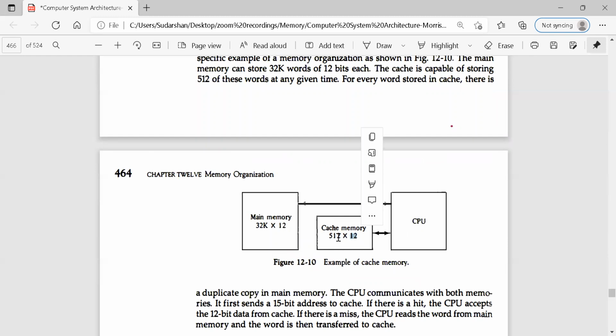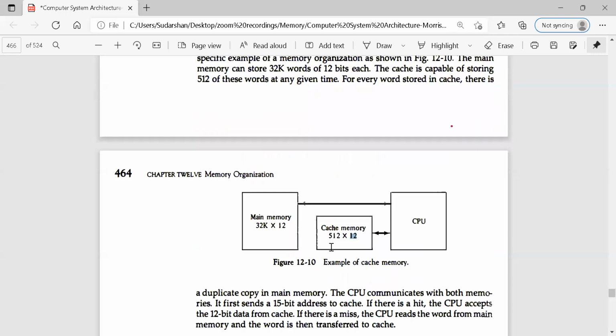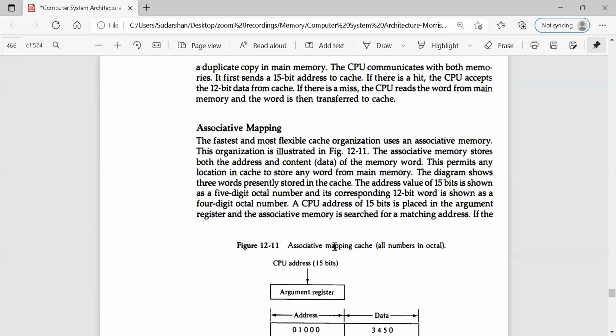And what are we going to store? We are going to store a pair. What pair is going to be stored? Address and data are stored in each and every cache location. How many cache locations are there? There are 512 cache locations. That means out of the 32,000 words roughly available in main memory, any 512 words out of these 32,000 words can be kept in cache. Each and every location can store one of the 32,000 words.